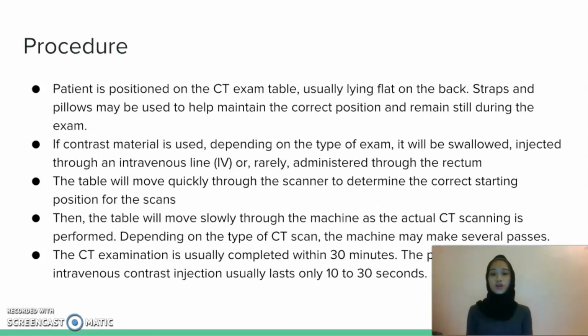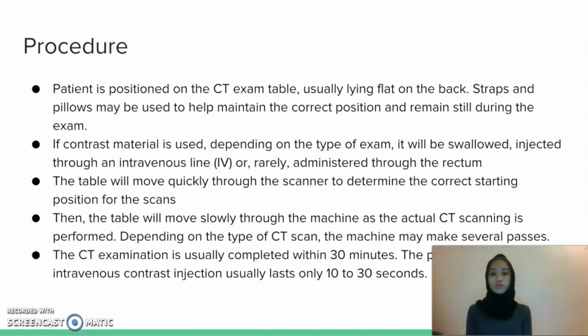Next is the procedure on how a CT scan is taken. The patient is positioned on the CT exam table, usually lying flat on the back. Straps and pillows may be used to help maintain the correct position and remain still during the exam. If a contrast material is used, depending on the type of exam, it will be swallowed, injected through an intravenous line, or rarely administered through the rectum.